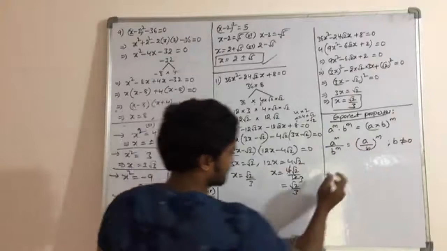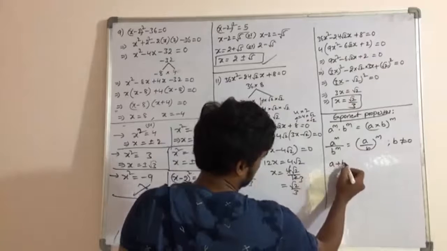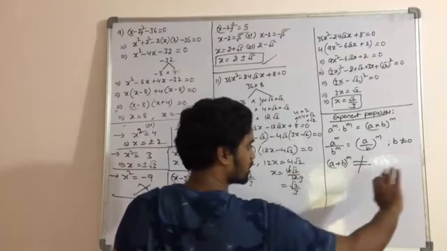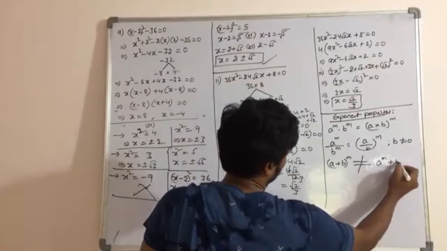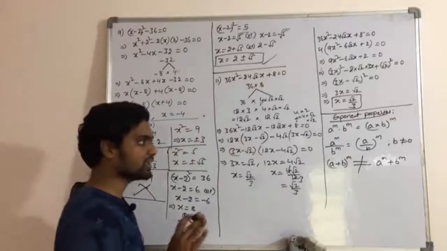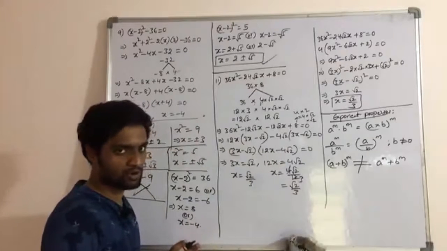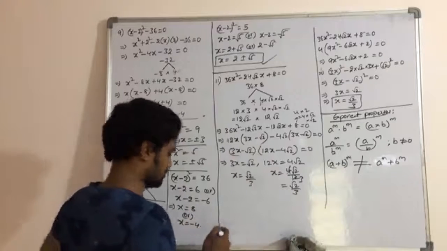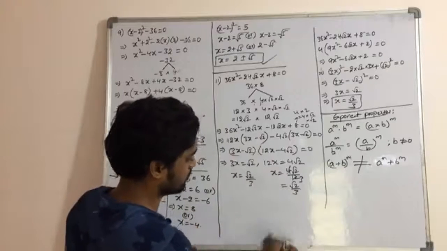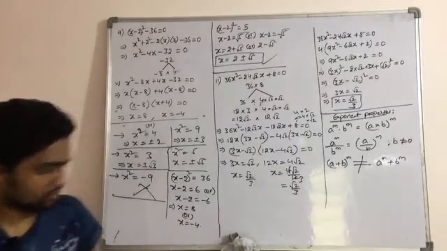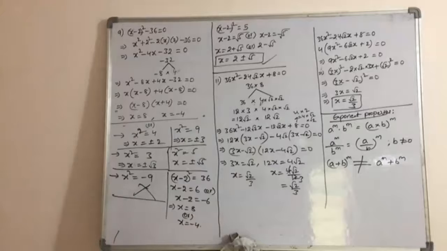And see this, a plus b whole power m is not equal to a power m plus b power m. Never write that. There is a separate formula for that. You learn that in 12th standard. A plus b whole power m cannot be equal to a power m plus b power m.